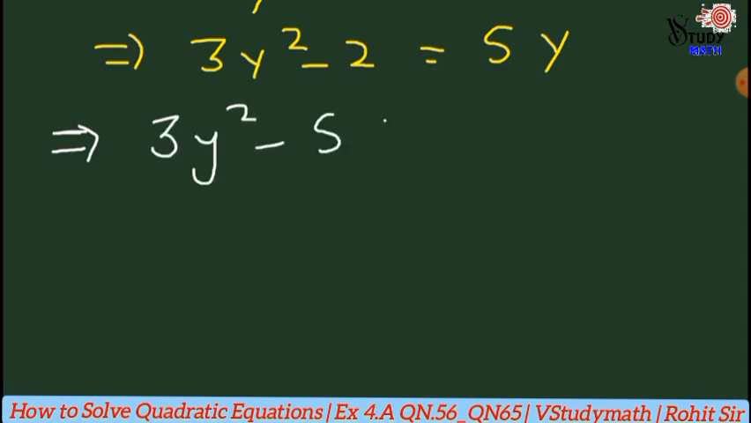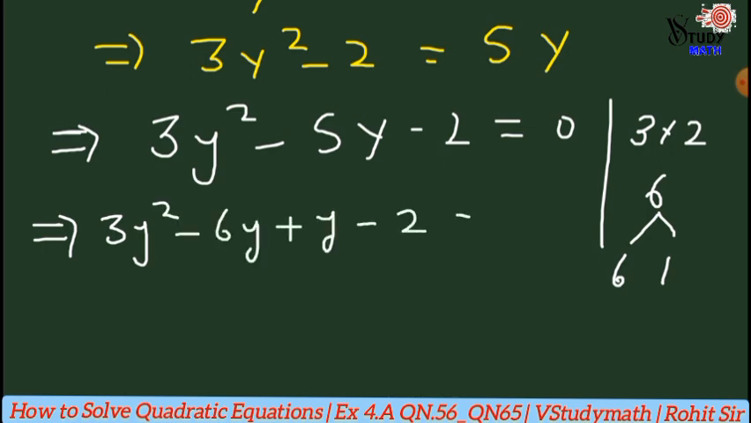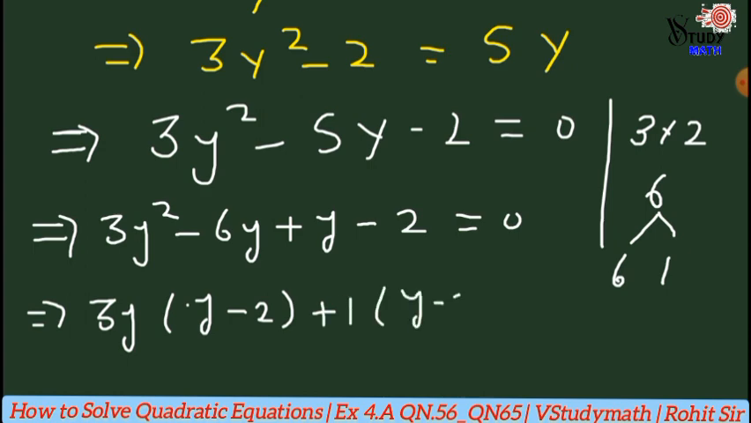Now 3 multiplied by 2 becomes 6. Now we have to find two factors of 6 whose subtraction is 5, that is 6 and 1. So let's solve this equation. So we have 3y² − 6y + y − 2 is equal to 0. Now take common, 3y is common, then y − 2. Now take positive 1 as common, y − 2 is equal to 0. Then y − 2 is common, then we have 3y + 1 is equal to 0.